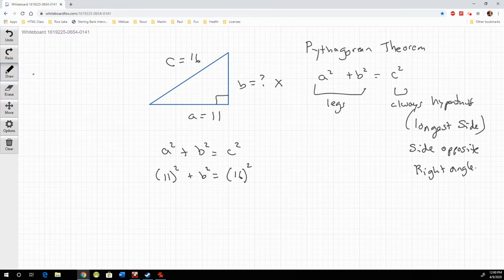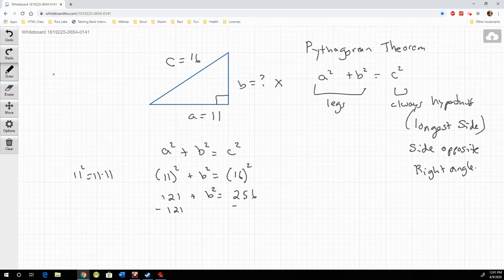And I'm always going to put those in parentheses. It's not going to matter for this problem, but it will matter for future problems, so it's a lot easier to do. So 11 squared is really the same as 11 times 11, which is 121. I don't know what b squared is, so I'll just leave that as is. And 16 squared is 256.